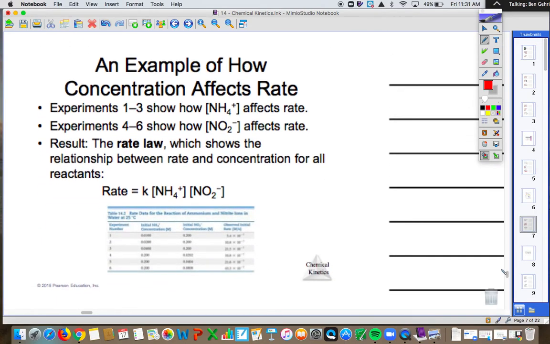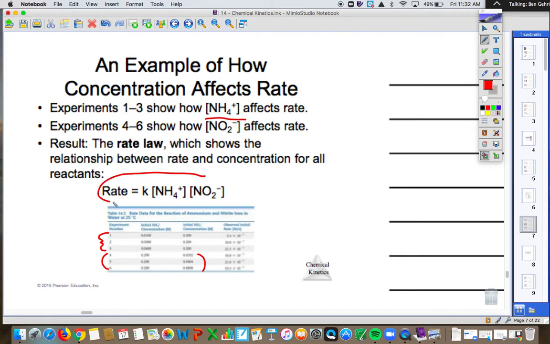So in this case, I'll show you a better picture of this data table on the next page. But this is looking at how ammonium and nitrite react when placed in water. And so experiments 1 through 3 here, which is going to be the same on the next slide, show you a change in ammonium and what happens to the rate of the reaction over here. And then in experiments 4 through 6, these bottom 3, we're going to change the concentration of nitrite, and we're going to see what happens to the reaction in the water.